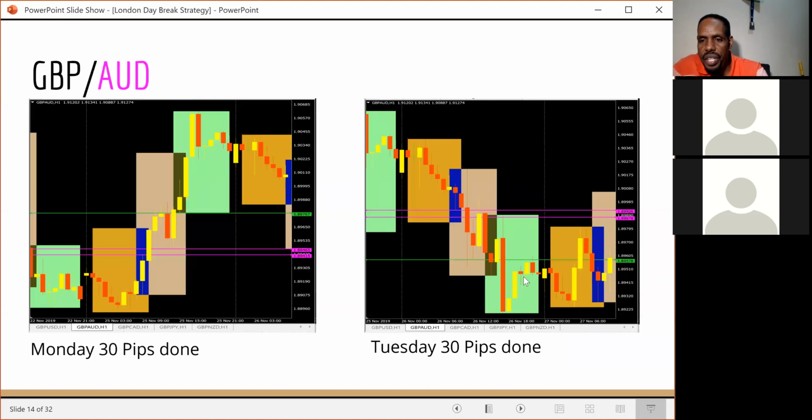The next day, that's Tuesday, 30 pips was achieved very easily. Again, the market was triggered at, where was it triggered? Yeah, this is the candle here. It was triggered at this point, and you achieved your 30 pips easily on the third hour. 1, 2, 3, the third hour, okay?